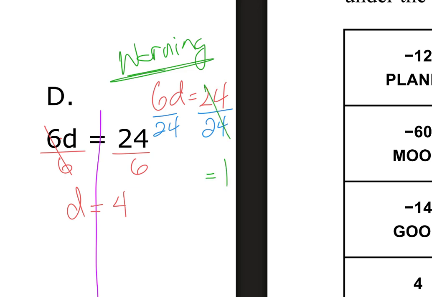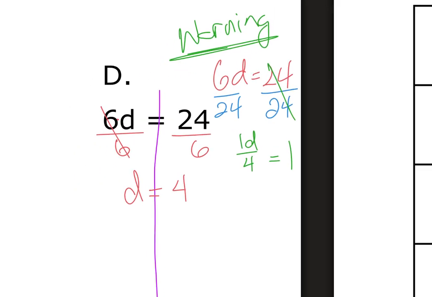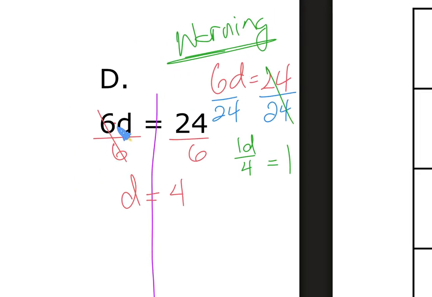That becomes 1, and this becomes 1d over 4, because 6 can divide 24 4 times. And look at this. Are you better off? This took one step in the wrong direction, okay? So just so you know, keep it with getting rid of the number that's with the variable, right?